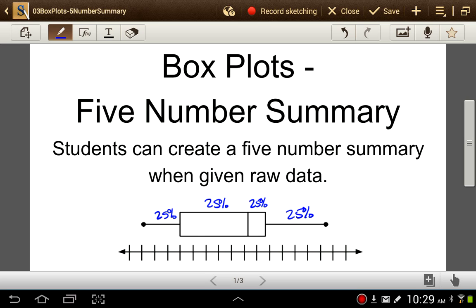Okay, today we're just going to have you create a 5-number summary when given raw data. Eventually we'll create the actual box plot, and that's what they look like. But again, a box plot is a way to organize data. Okay, let's do some examples of finding 5-number summaries.